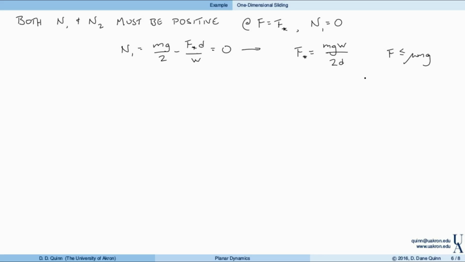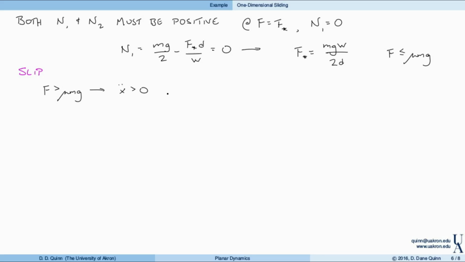So now let's look at what happens when the block slips. So if we have slip, then F is greater than mu mg, right? Because if it's less than that value, the block sticks. So again, F has to be greater than some certain threshold for the block to move. So this implies that x double dot is positive.